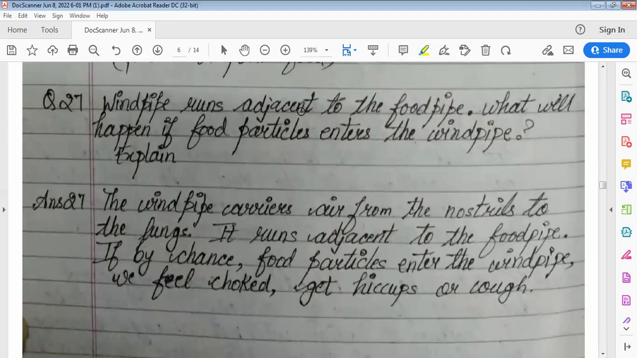Windpipe runs adjacent to the food pipe. What will happen if food particles enter the windpipe? Explain. The windpipe carries air from the nostril to the lungs. It runs adjacent to the food pipe. If by chance food particles enter the windpipe, we feel choked, get hiccups or cough.